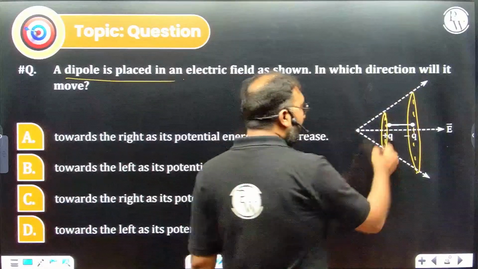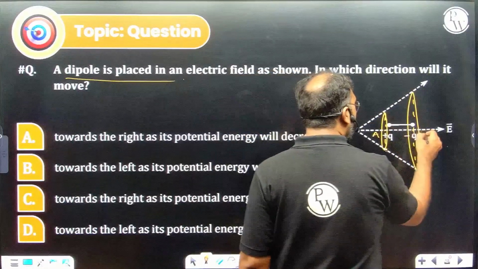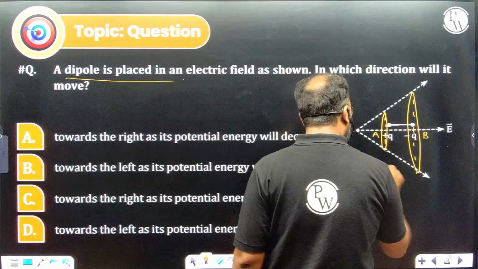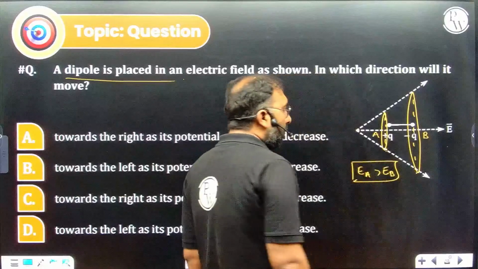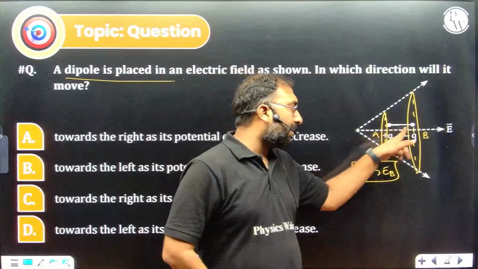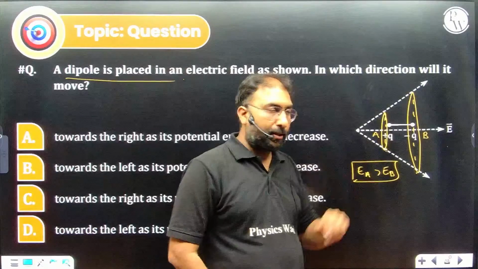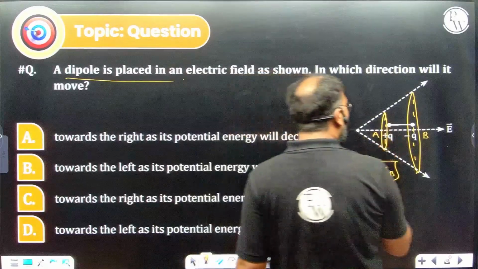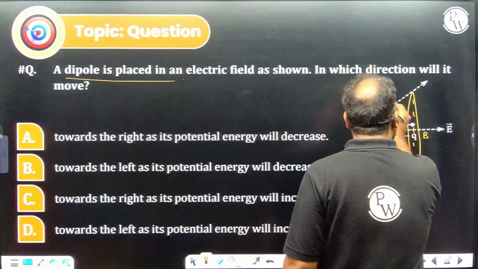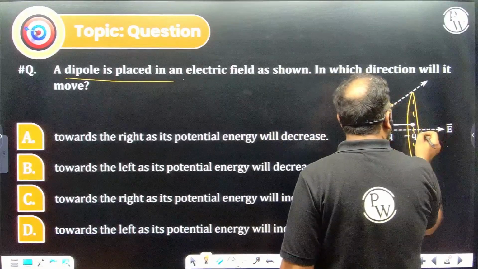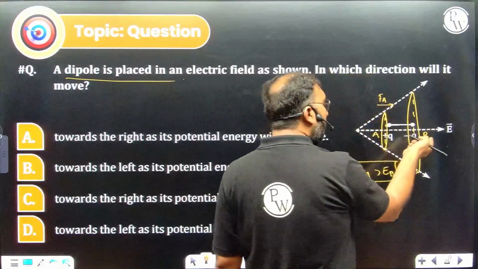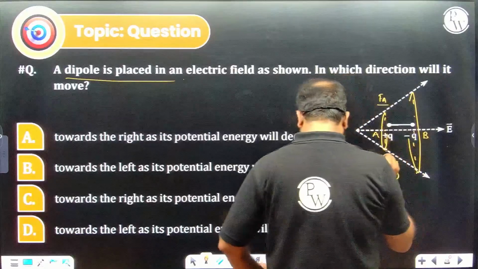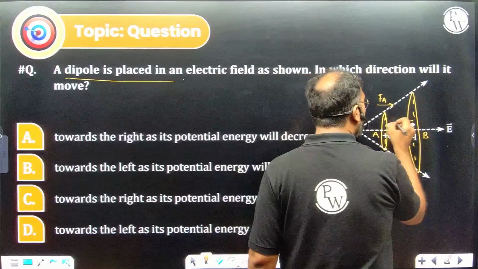Let's say this point is A and this point is B. So the electric field intensity at A is greater than the electric field intensity at point B. The charges are equal in magnitude. So this charge is going to experience a force in this direction, which is a larger force. This charge is going to experience a force in the opposite direction.